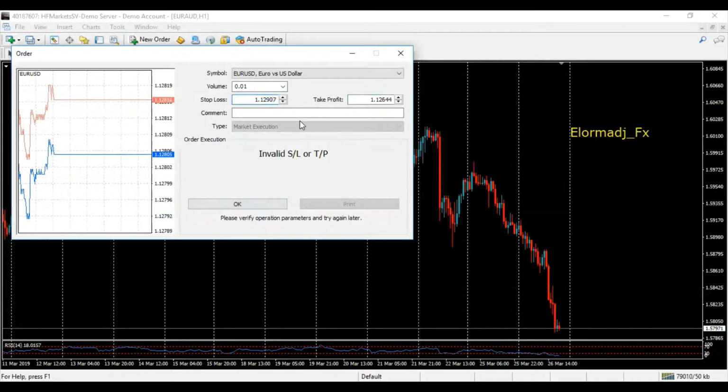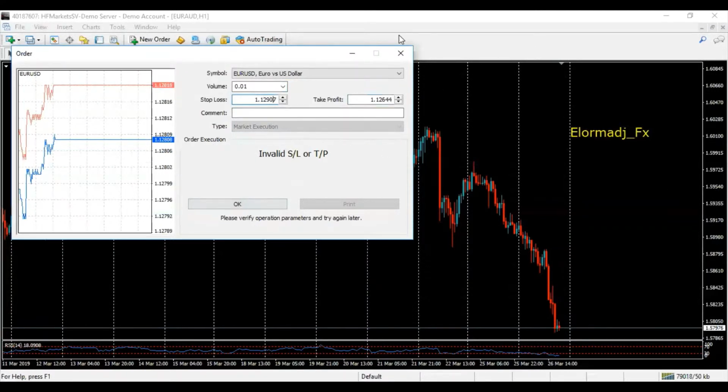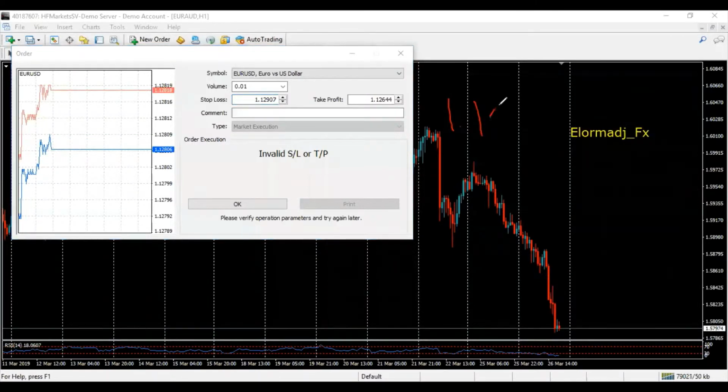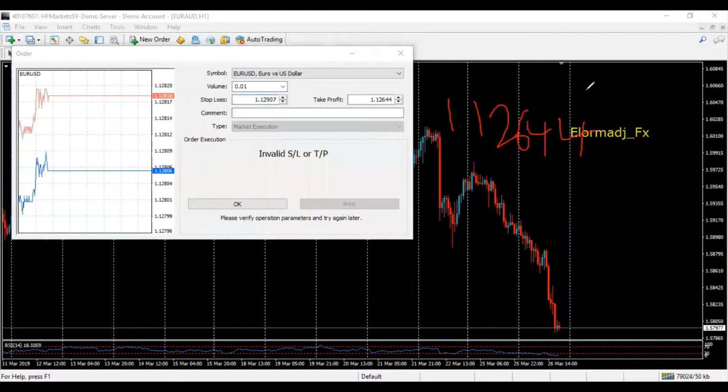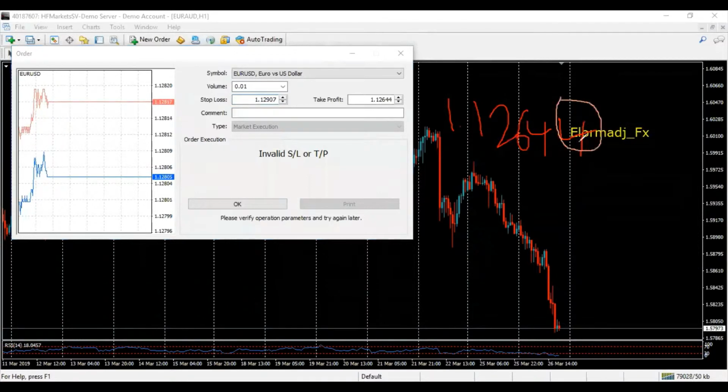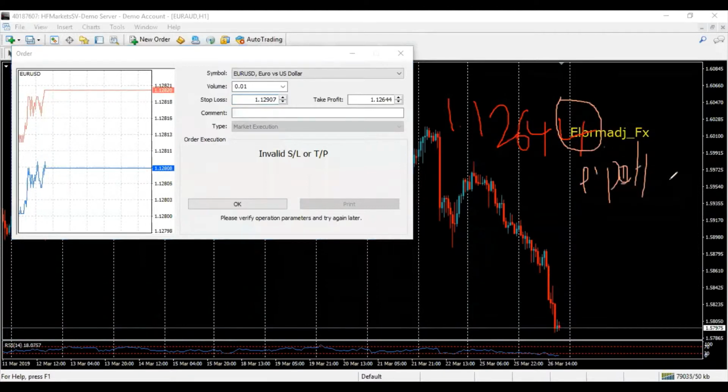So guys, there's one thing I've forgotten. When you look at it right now, we have 5 decimals after, there's 5 decimals here. So you count, this is how you count your pips. So here we are, 1.1264. The last figure here is a pipette. A pipette is half of a pip.